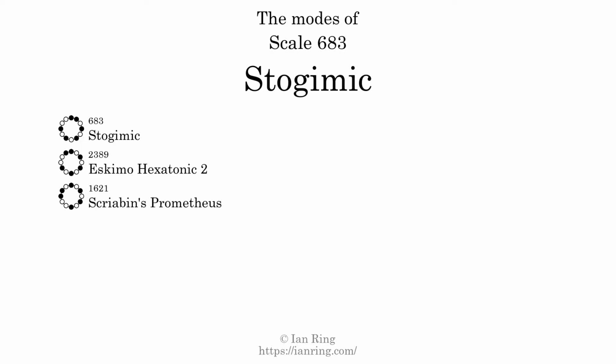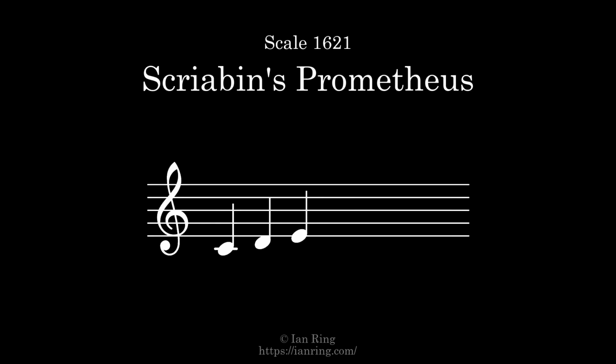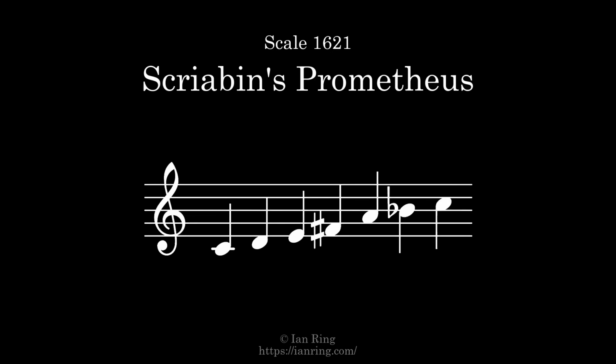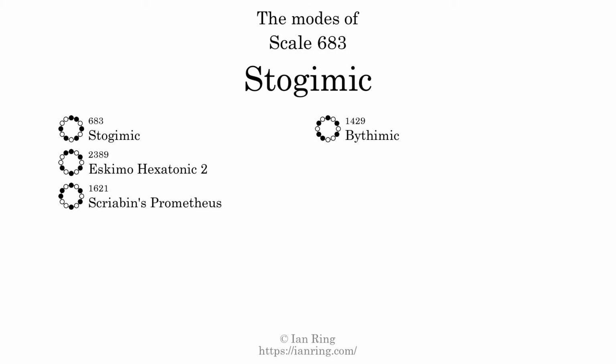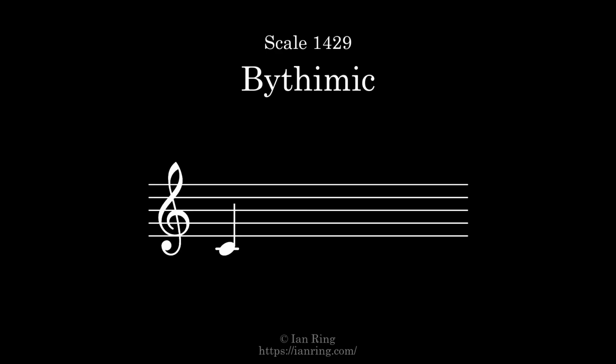The third mode is scale 1621, also known as Scriabin's Prometheus. It sounds like this. The fourth mode is scale 1429, also known as bithymic. It sounds like this.